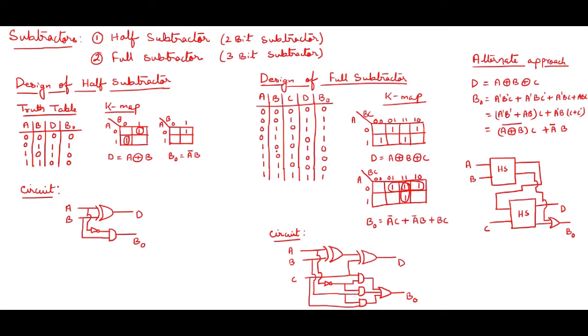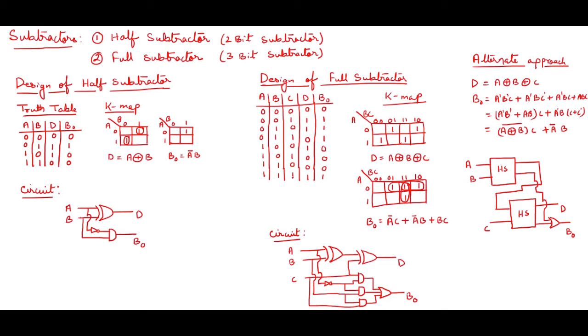This 1 minus 0 is 1, 1 minus 0 is 1, so 1, borrow is 0. 1 minus 0 is 1, 1 minus 1 is 0, so this is 0, this is 0. Now 1 and 1, so it will be 0 obviously, and this is 0, so it will be 0, so 0 0 I have taken. 1 minus 1 is 0.